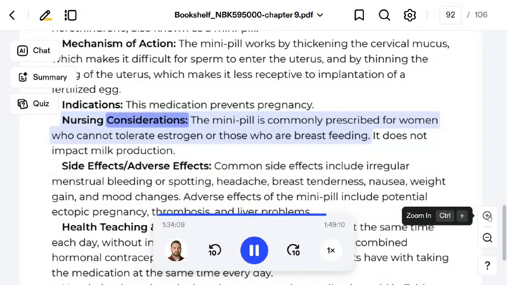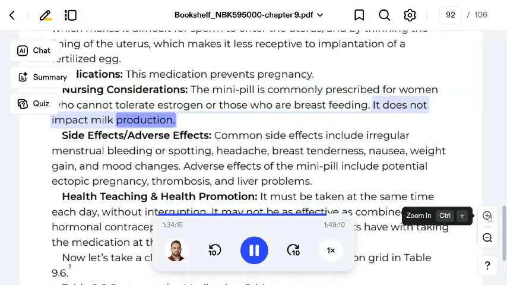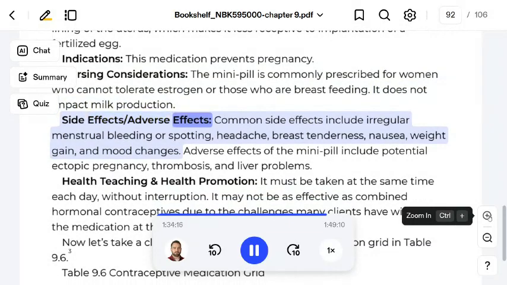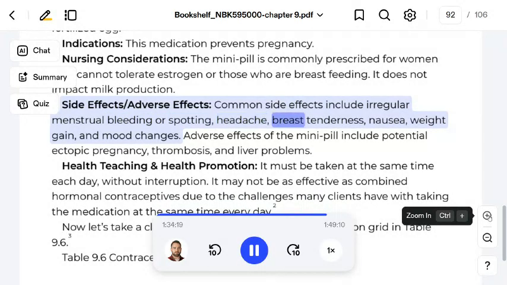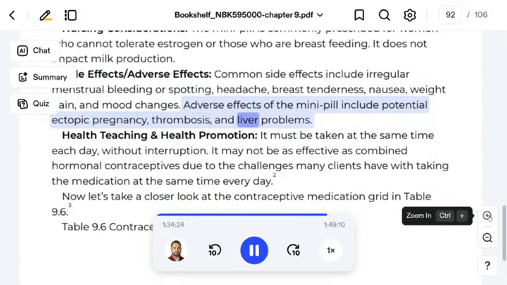Nursing considerations: the mini pill is commonly prescribed for women who cannot tolerate estrogen or those who are breastfeeding. It does not impact milk production. Side effects, adverse effects. Common side effects include irregular menstrual bleeding or spotting, headache, breast tenderness, nausea, weight gain, and mood changes. Adverse effects of the mini pill include potential ectopic pregnancy, thrombosis, and liver problems.